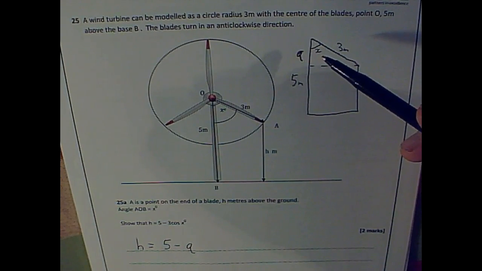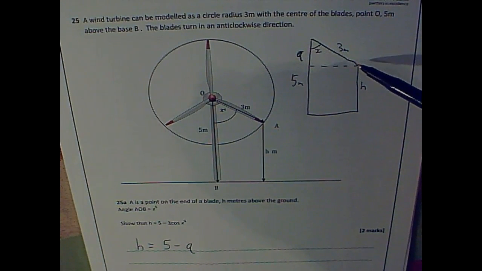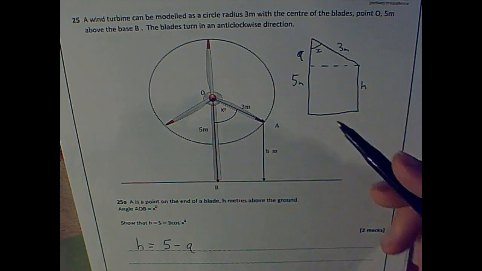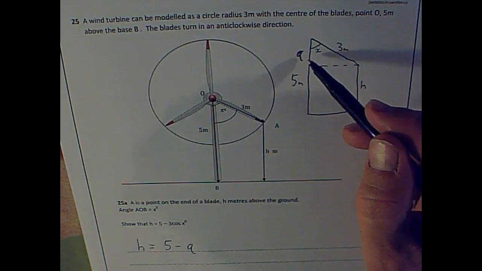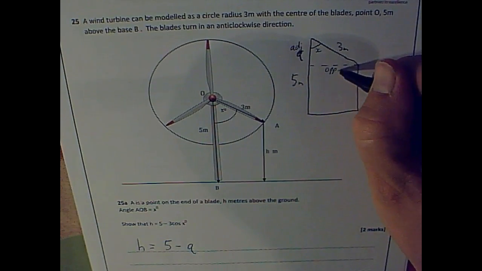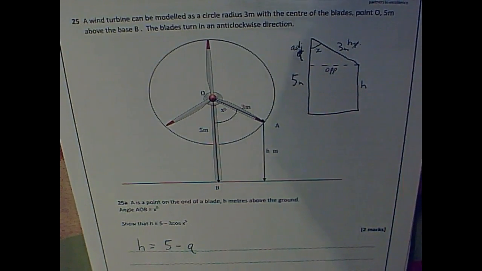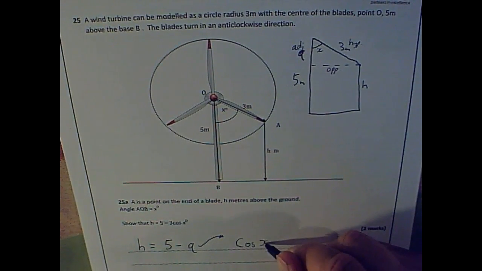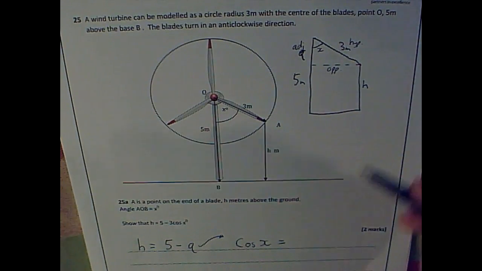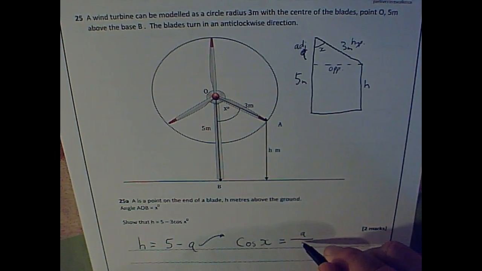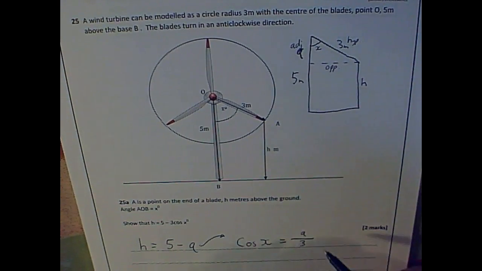And I can use trigonometry to do that, because I know that that's 3 meters there. If I've got here an adjacent, in terms of this x, that's my adjacent, isn't it? That's my opposite. Don't know what that is, and that's my hypotenuse, which I do know. So I can say that cos of x equals adjacent over hypotenuse, doesn't it? Q over 3.